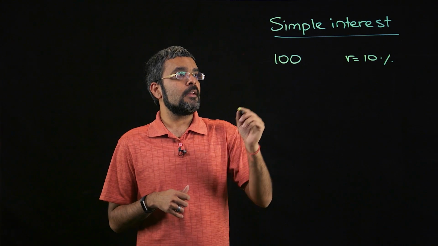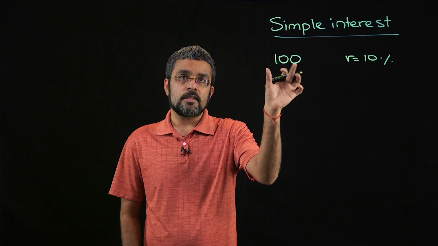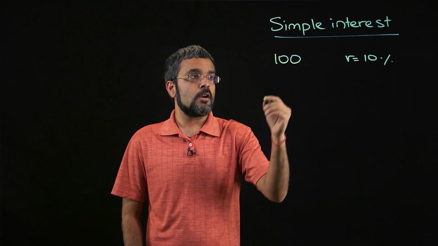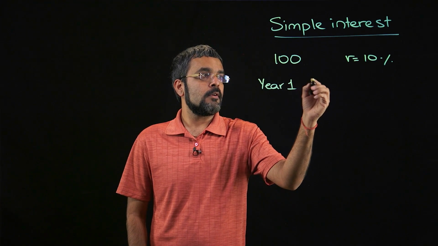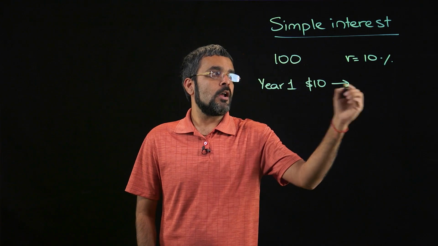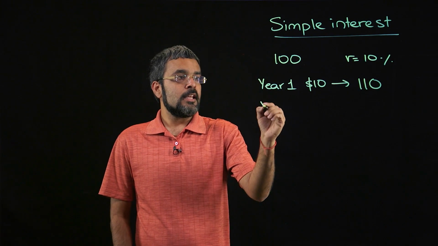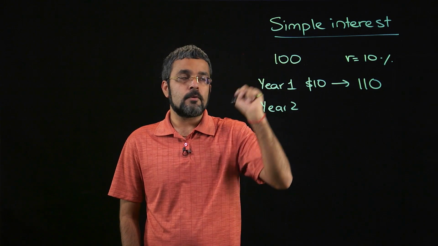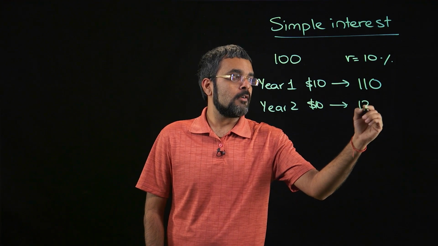So what would happen is at the end of the first year, I'm going to earn 10% on this money. That is, I'm going to earn $10, right? 10% of 100 is $10. So at the end of year one, my $100 now grew to $110. At the end of year two, I'm going to get another $10 because I have the $100 here. And so I'm going to have 120.